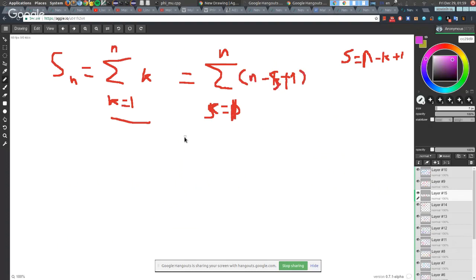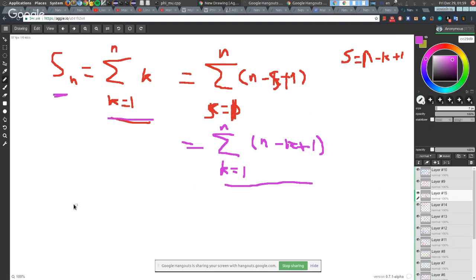So here I'll do a renaming of this. So it's k again. So this is equal to Sn. So if I add these expressions together, this should be equal to 2 times Sn. Basically, this is what we have.